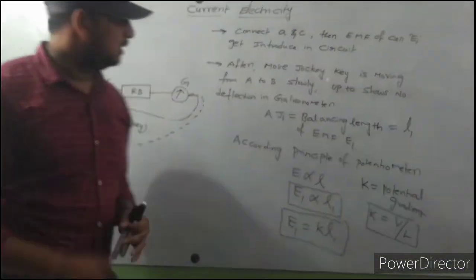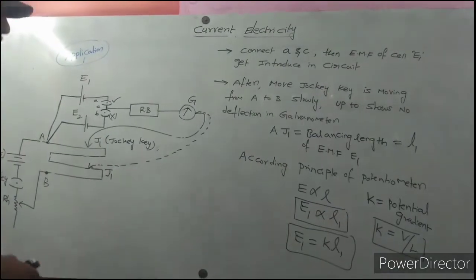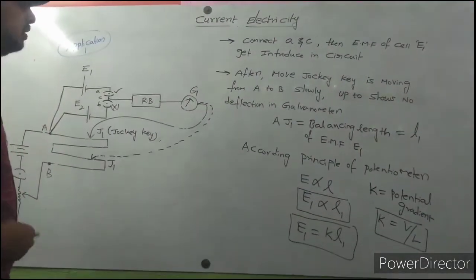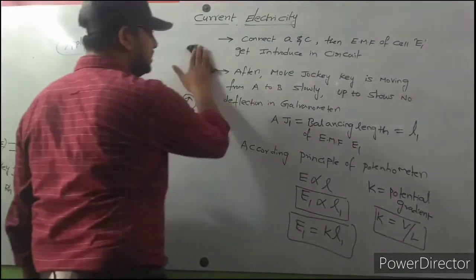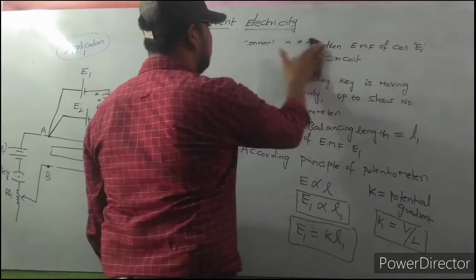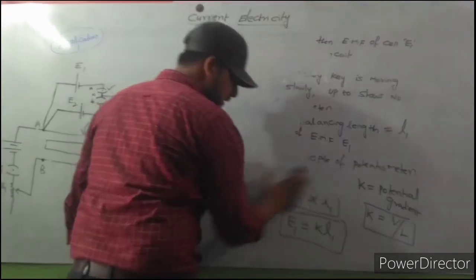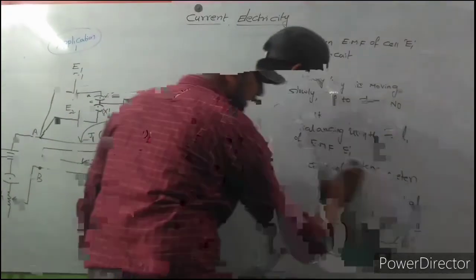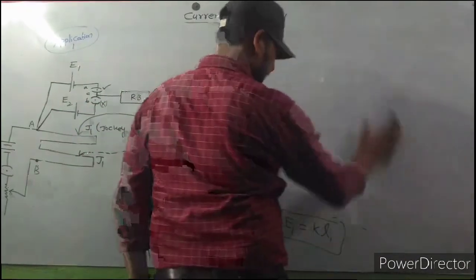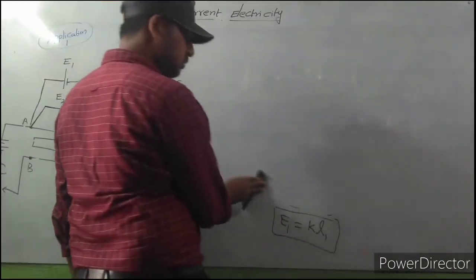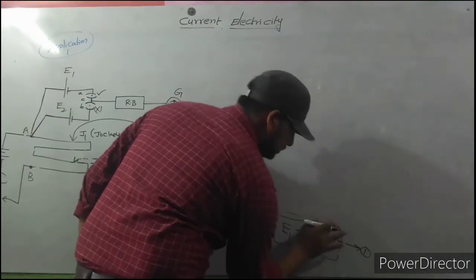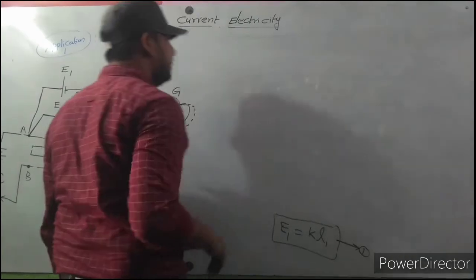Right. So now we are going to discuss. Here we got E1 is equal to K into L1. Next, this is equation 1, I consider: E1 is equal to K into L1.